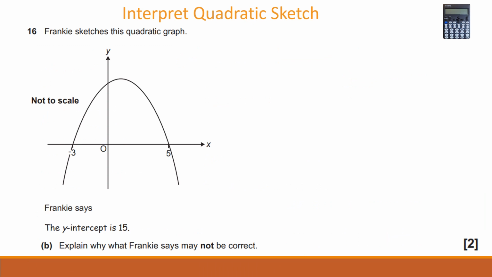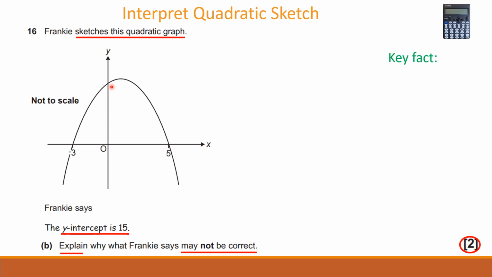This is a question on interpreting a quadratic sketch. The key words of this question are that we've got a sketch of a quadratic graph that you can see below. So here you can see the quadratic graph. And we're told that Frankie says that the y-intercept is 15. So this is where you cross your y-axis. So we're told this point is 15. Now we've got to explain why he may not be correct. And this is worth 2 marks.